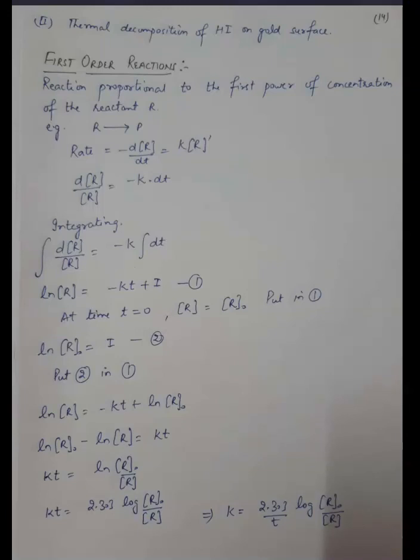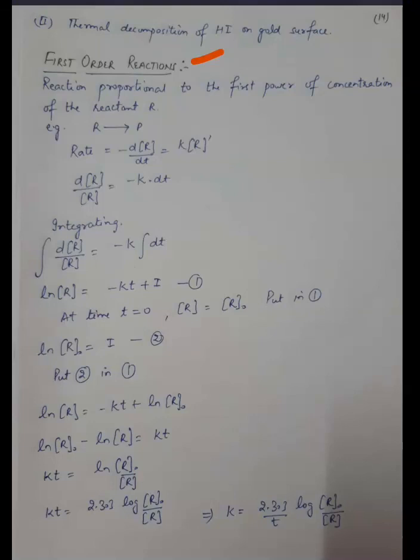Now the integrated rate equation for first order reaction. First order means rate is directly proportional to the concentration to the power 1. So R is to the power 1. Rate is equal to minus dR upon dt equals K R to the power 1. By following the same steps, dR upon R is equal to minus K into dt. Integrating dR upon R is equal to minus K dt.